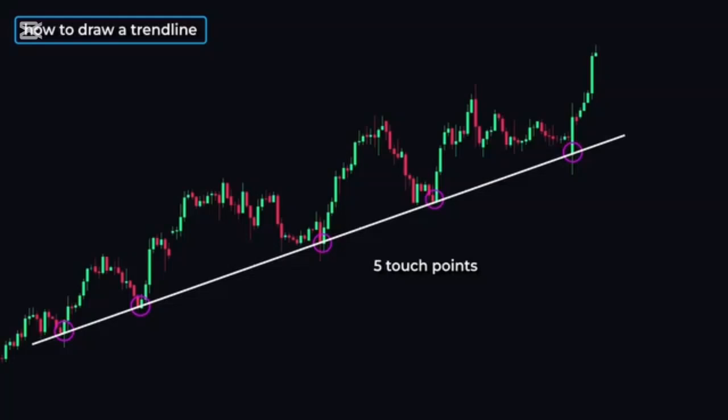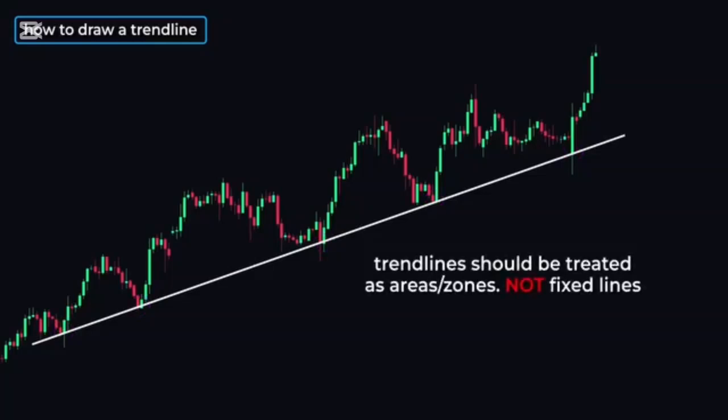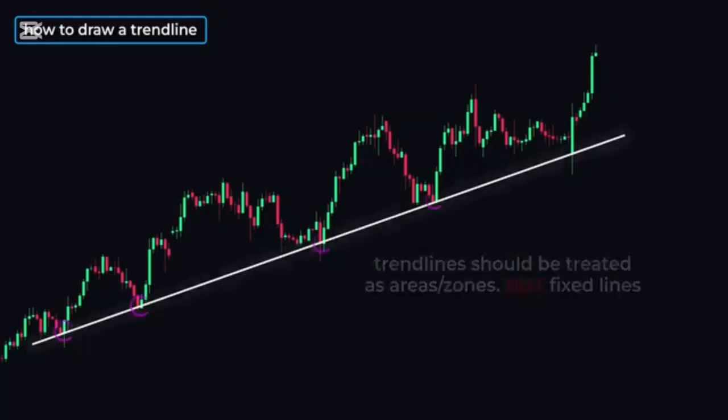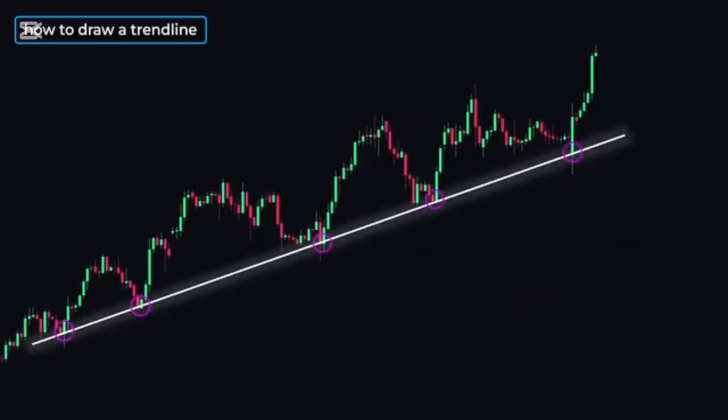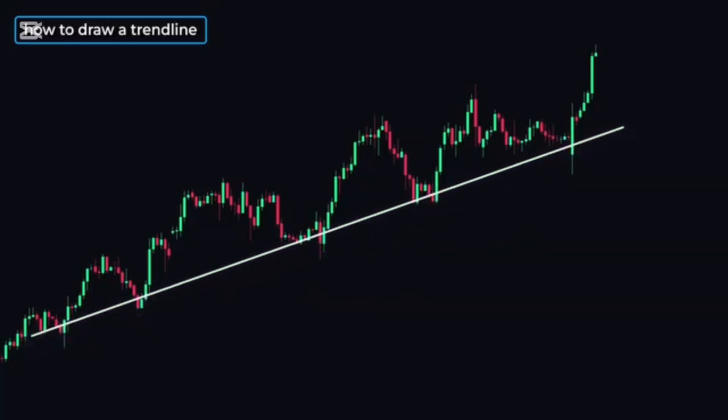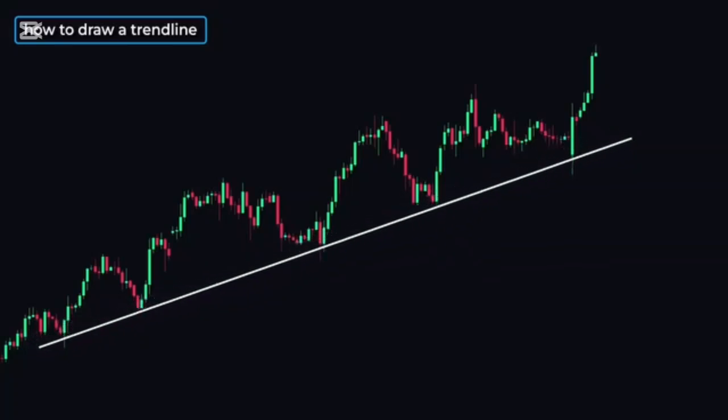points. So for this specific chart, since the goal is to get as many touch points as possible, we'll draw it touching the bodies. Now, an important thing to keep in mind is that trend lines should be treated like areas or zones instead of fixed lines. So when drawing them, as long as the trend line is still within the general area of the swing points, the trend line is still valid. It doesn't matter if you draw it slightly higher like this or slightly lower like this. As long as it's still within that area, the trend line is still valid, so don't overthink it too much.